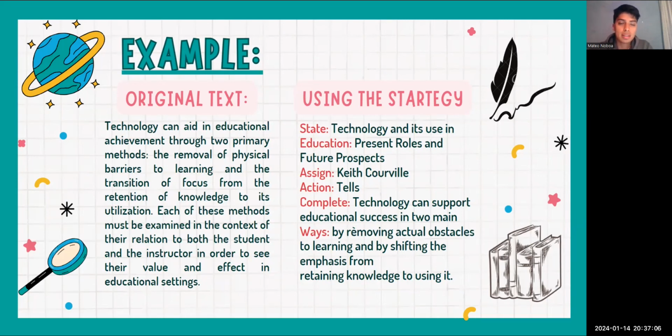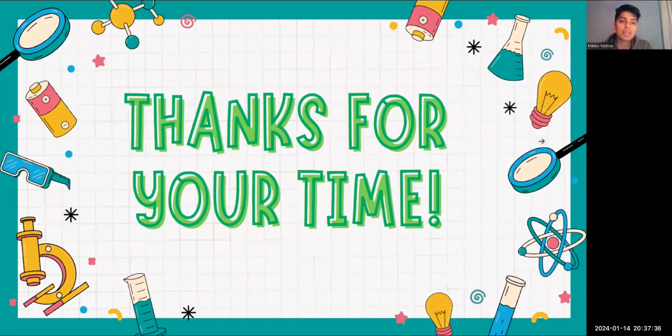We can see the original text that is talking about a kind of research. And we can see the use of the strategy and how the paragraph looks after using this strategy. We can see how the paragraph is divided into six different parts, such as state, education, action, complete, and ways. Well, at the end, I just want to say thanks for your time, and I hope it has been useful.